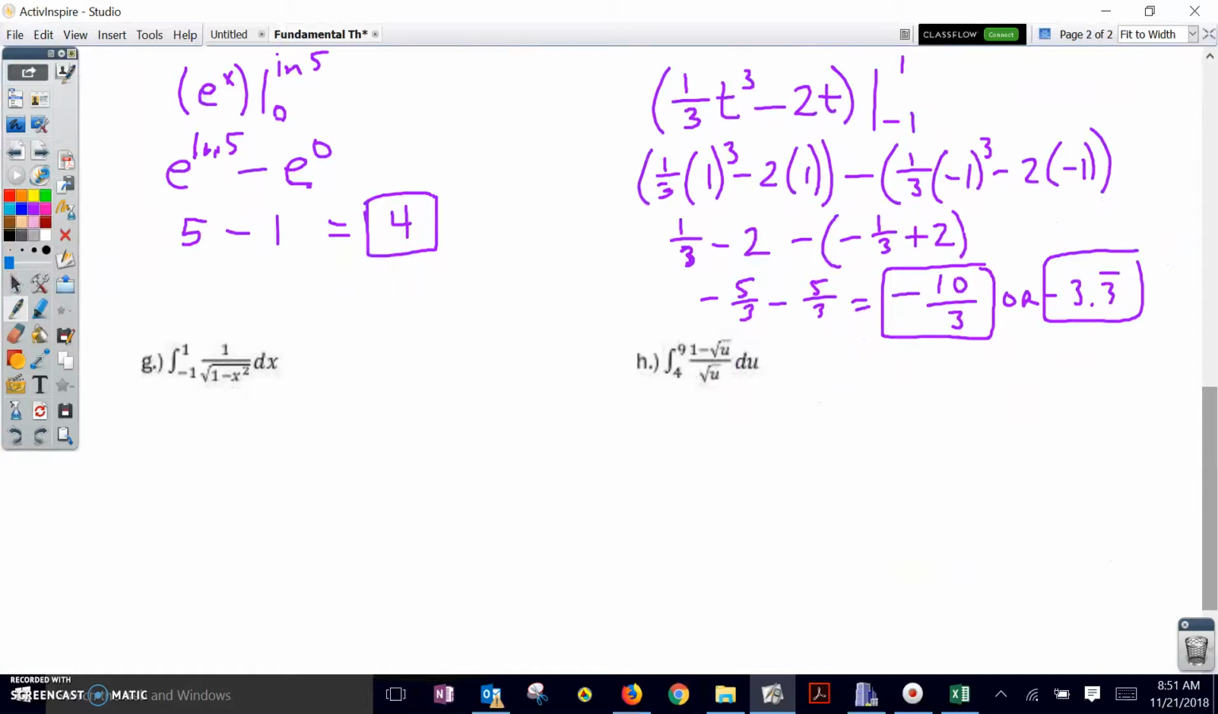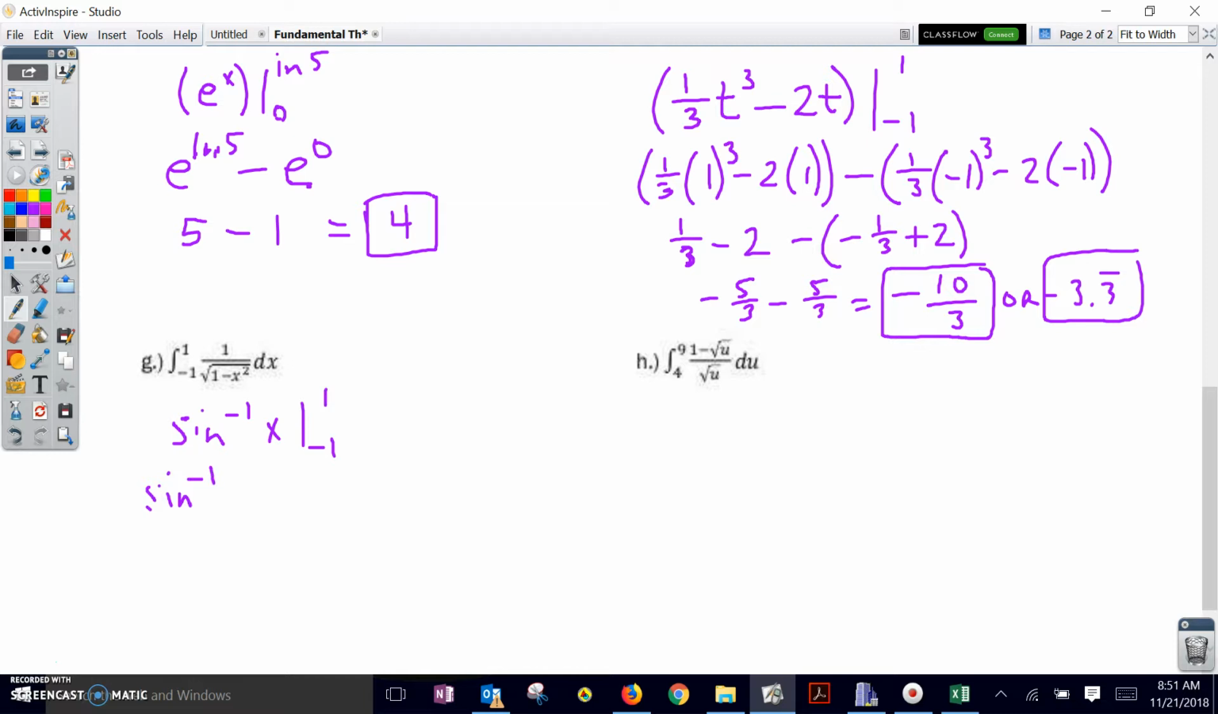Alright. Part G. The integral of 1 over the square root of 1 minus x squared dx. So first we find the antiderivative. What do we take the derivative of to get 1 over the square root of 1 minus x squared? And that is our derivative rule for the arc sine. So it's going to be sine inverse of x, evaluated from -1 to 1.